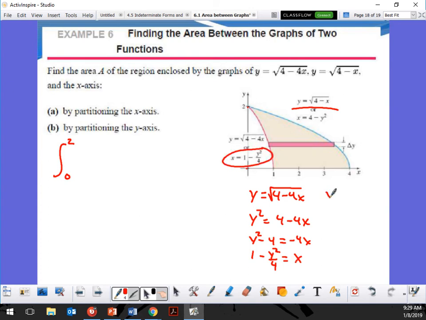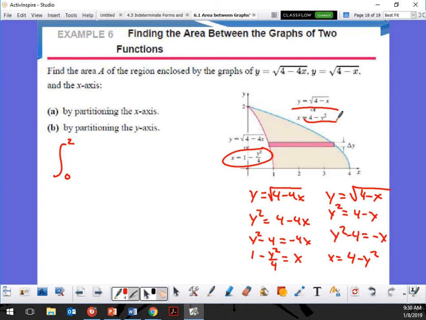And the other one, y equals radical 4 minus x. y squared is equal to 4 minus x. So y squared minus 4 equals negative x. So x equals 4 minus y squared. That's where we get that one.